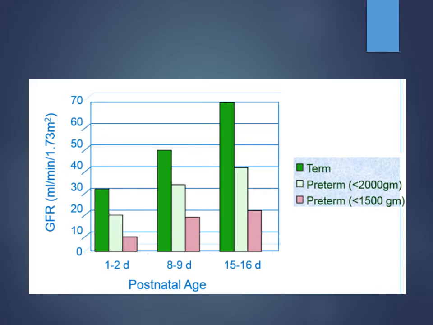But even something like 2 weeks after birth, the preterm kids are not really even keeping up with what the term kids were at the time of birth. Okay, so it can take a while before they normalize to a normal creatinine or GFR like you would see for a term kid. So keep the buns in the oven for as long as you can, right?